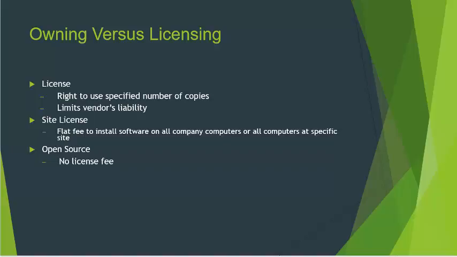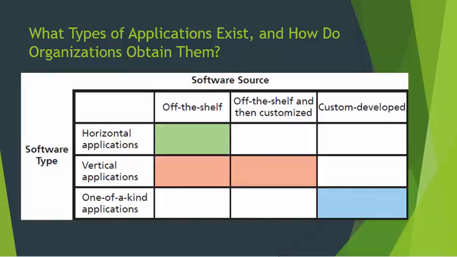Another thing you should be aware of is the different software types that are out there and their sources. Sometimes you get a horizontal application, and that would be off the shelf. Everybody in the organization kind of uses that. It's general purpose software, something like Microsoft Excel or Word. Vertical applications can go between different levels of an organization. You might have off the shelf that you can buy, and then you might be able to customize that somewhat.